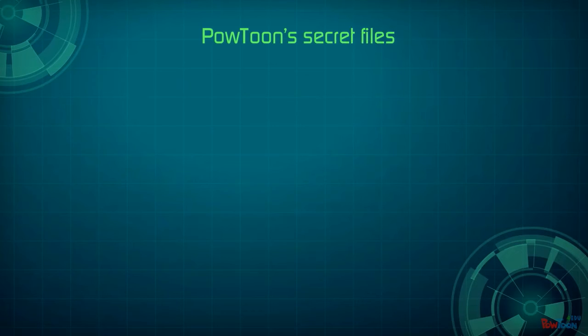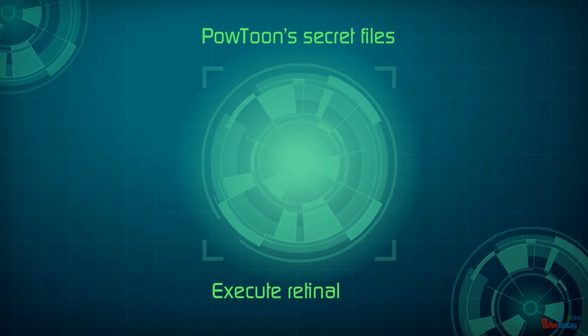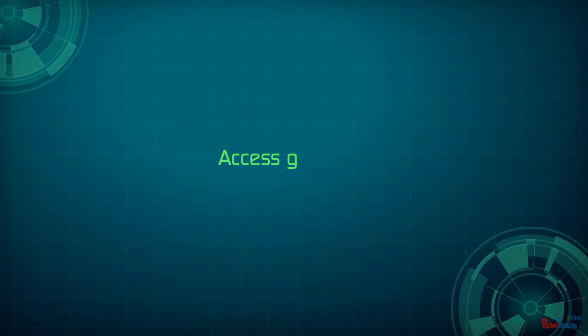Here we go. Chapter 4. The retinal scan. It's looking for your eye. Put your eye up against the screen. I know some of you did it. It's fake. It's not a real retinal scan.